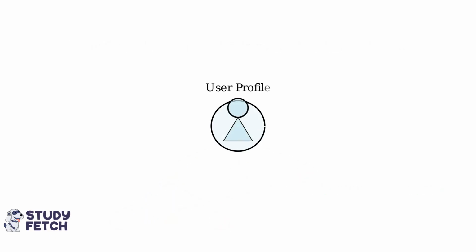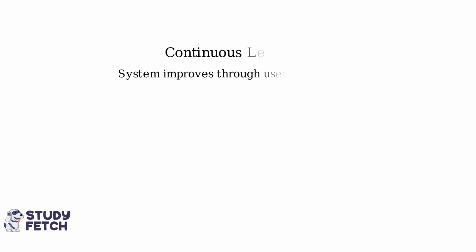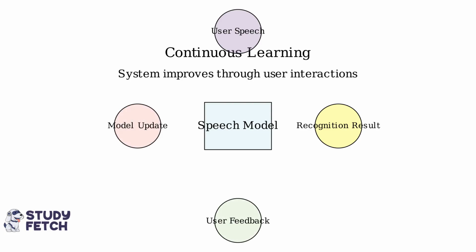Personalization is another key feature of modern speech recognition systems. They adapt to individual users' voices, vocabulary, and speech patterns over time. As you interact with the system, it learns your unique speech characteristics, improving recognition accuracy dramatically. This personalization is achieved through continuous learning algorithms that fine-tune models based on your interactions. The system constantly updates itself through a feedback loop, collecting your speech, producing recognition results, receiving feedback, and improving the model accordingly.